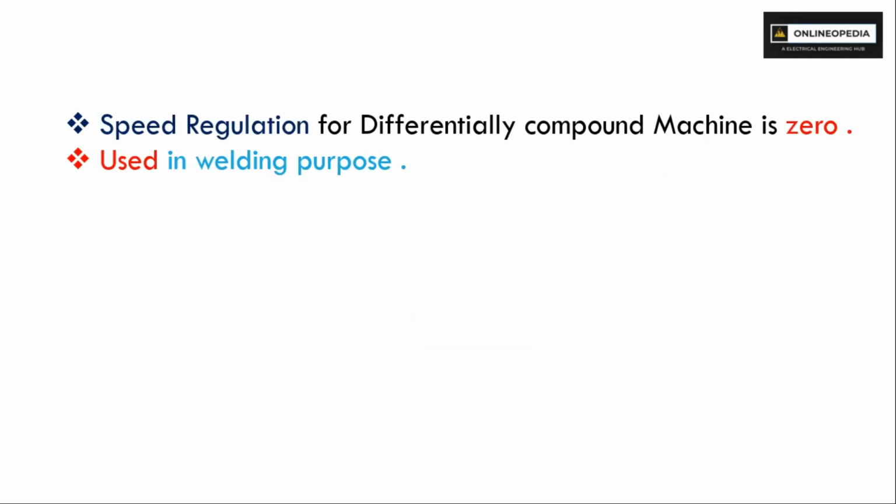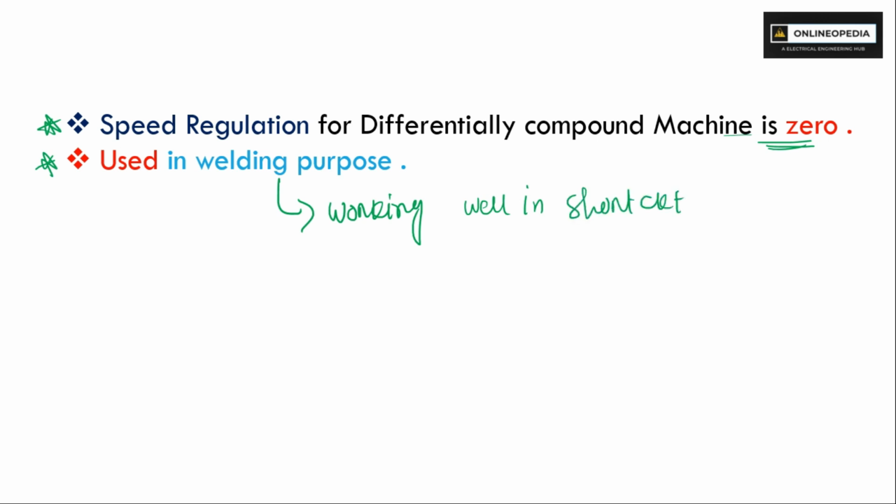And another fact is that the speed regulation for a differential compound machine is 0. This is important from an exam point of view. The differential compound machine is used for welding purposes, because a differential generator works better in short circuit condition. This is its property: the short circuit current is limited in a differential compound machine.